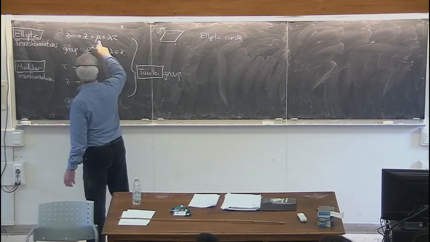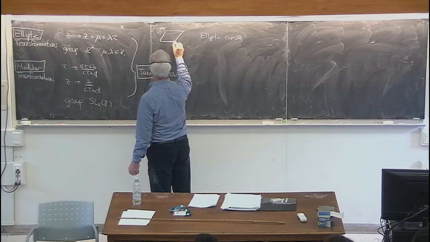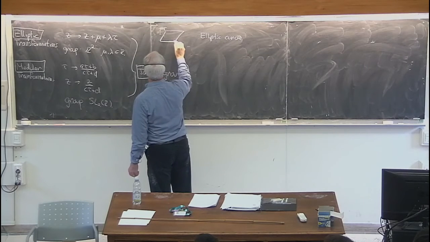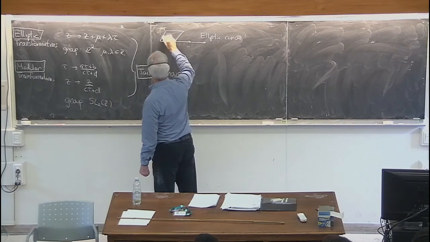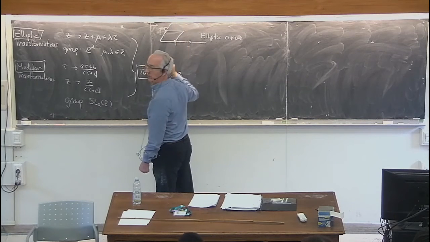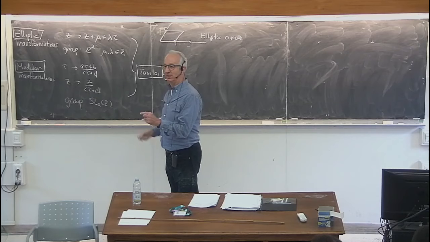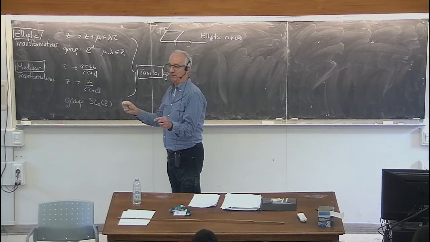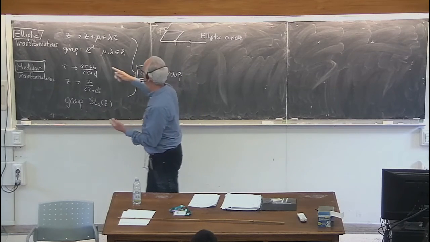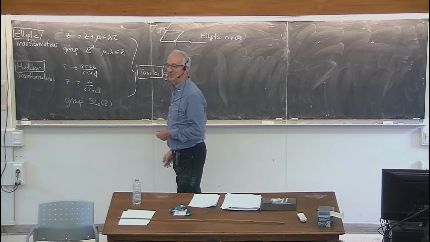Well, the group consists of transformations by shifts by 1, 2, 3, etc., and shifts by tau, 2 tau, and all combinations of them. So that's just 2 independent translations, and the group of translations is just isomorphic to the group of integers with addition of integers. So it's Z2 because I have 2 copies of the integers, 2 independent translations.